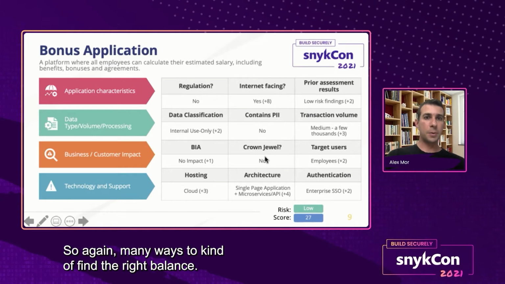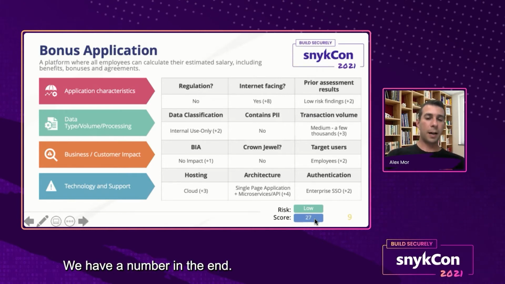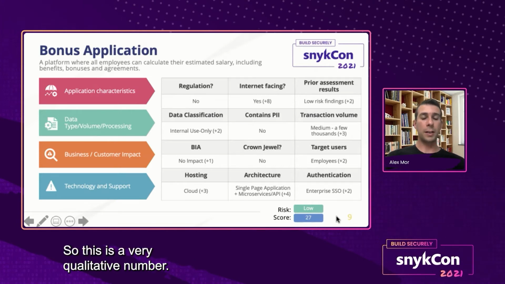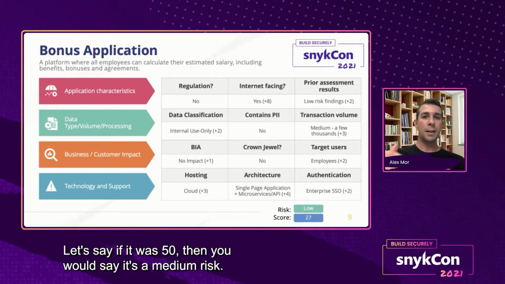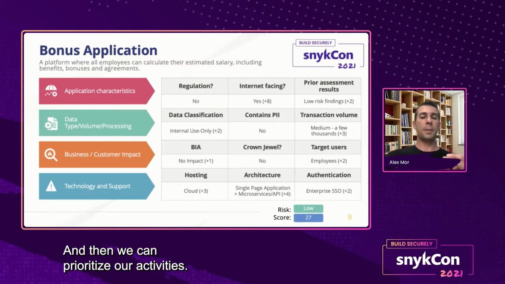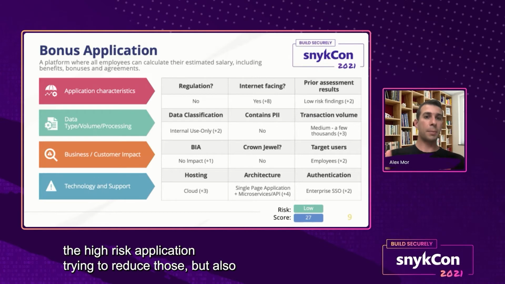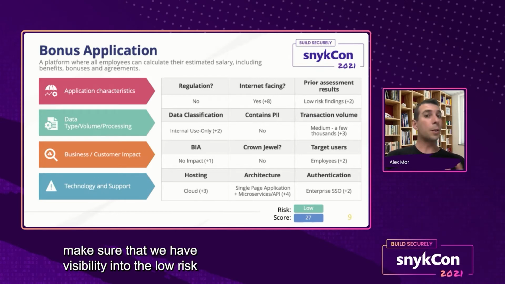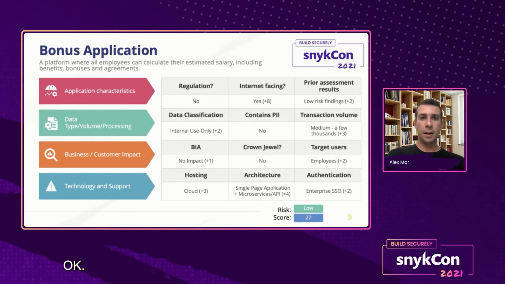So again, there are many ways to find the right balance, but this is the static model, right? A very simple approach. We have a number in the end, a very quantitative number, to say, 27. Let's say if it was 50, then we would say it's a medium risk. If it was above 60, we would say it's a high risk. And then we can prioritize our activities. We can prioritize our efforts into first protecting the high risk applications, trying to reduce those, but also make sure that we have visibility into the low risk ones, and once every few months also do a pulse check on them. Okay.